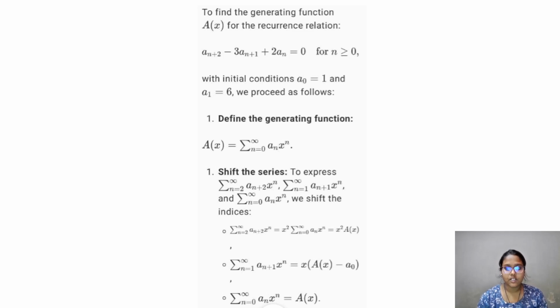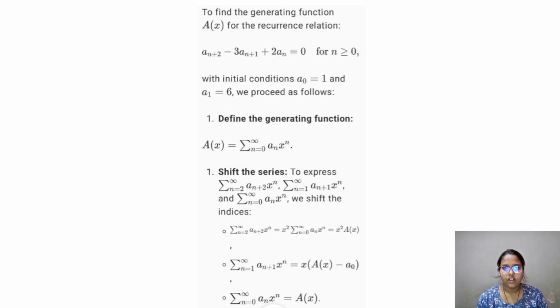Sorry, n greater than or equal to 0, with the initial conditions a(0) = 1 and a(1) = 6. We proceed as follows. Define the generating function. First, the generating function is the formula A(x) = sigma n = 0 to infinity a(n) x^n.